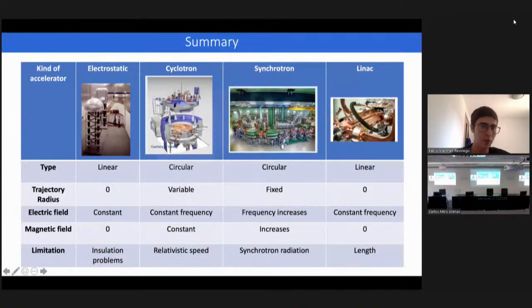And then the summary. We studied the electrostatic accelerator, which is linear, with a constant electric field, no magnetic field, limited by insulation problems. Then we have the cyclotron, which is a circular machine with variable radius, constant frequency electric field, and constant magnetic field. But they are limited by relativistic problems.